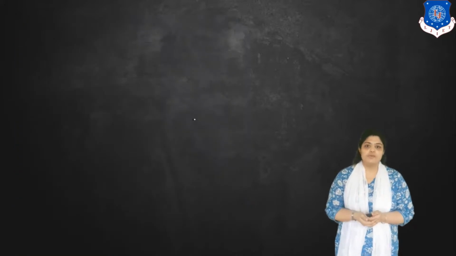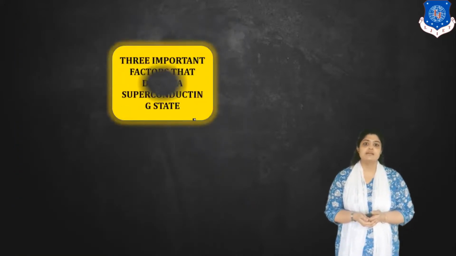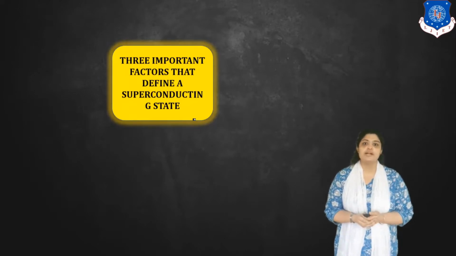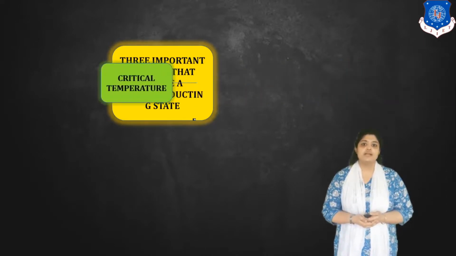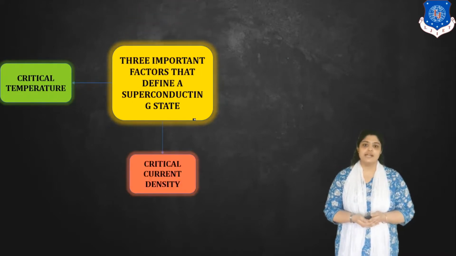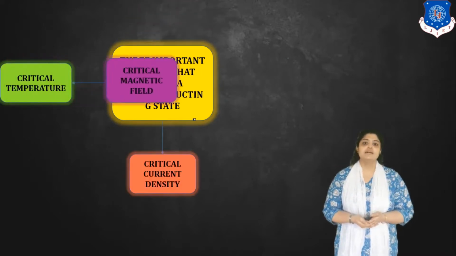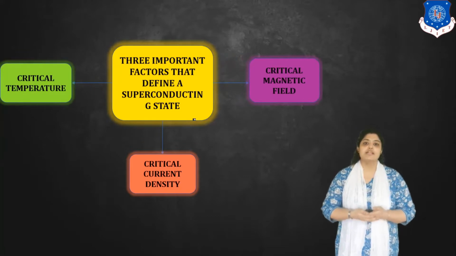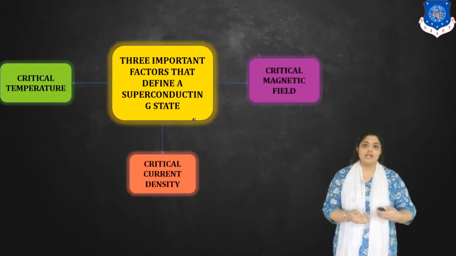This was all about the properties of superconductors. Now there's a small topic which I am going to discuss, that is the three very important factors which define a superconducting state. There are three factors which govern a superconducting state. The first one is critical temperature. The second one is critical current density. And the third one is critical magnetic field. We've studied all three in this video.